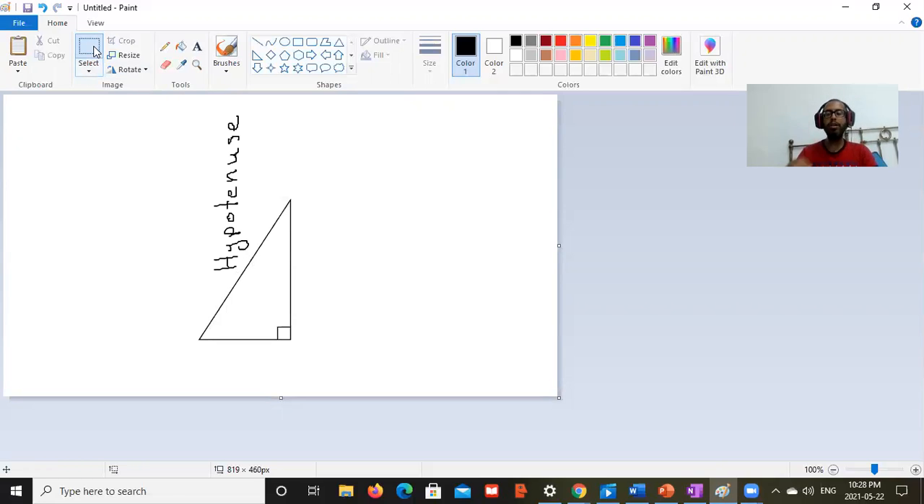So remember, a hypotenuse is always the longest side of the triangle. Once you understand that, identifying the hypotenuse for the Pythagorean theorem is a piece of cake, because now you know how to identify the longest side.